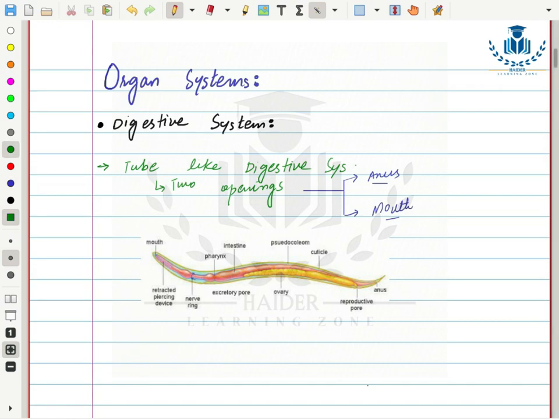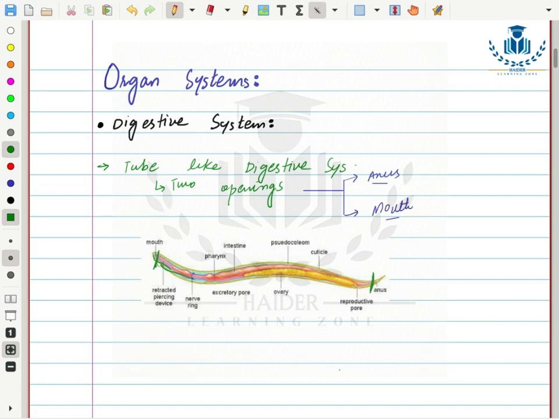You can see in this picture, this is basically a picture of Ascaris. This is the body layer, and on the inner side of the body there is a long gut. You can see that from this part to this part. So a gut extends along the length of the whole body, and this gut is basically the digestive system.